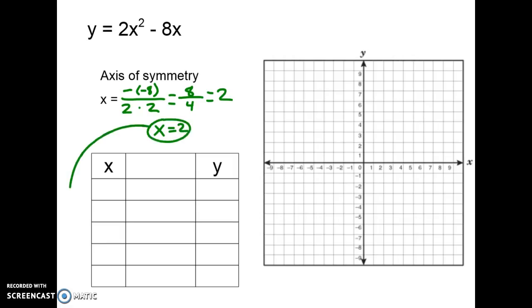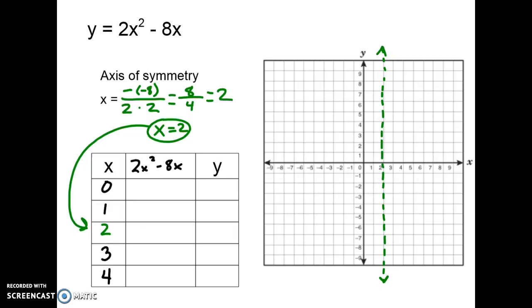We need to bring that down into the middle here. And I have 2 right there. And then we can also come over here and draw our axis of symmetry line at x equals 2. Now what we would do is we'd bring this down, 2x squared minus 8x, and we'd make sure that we go back 2 values and forward 2 values.